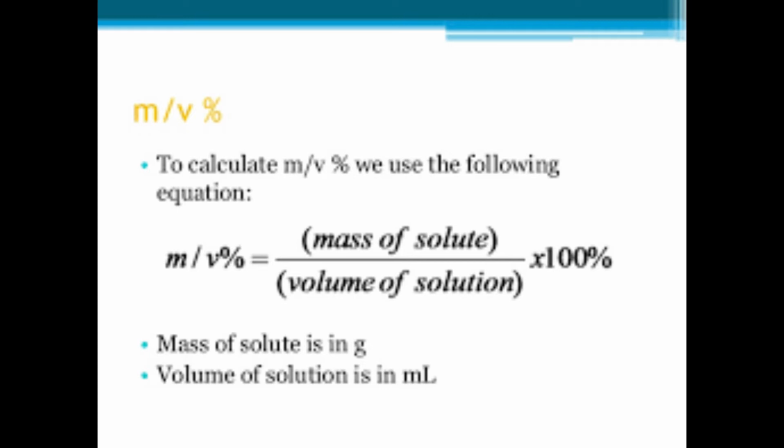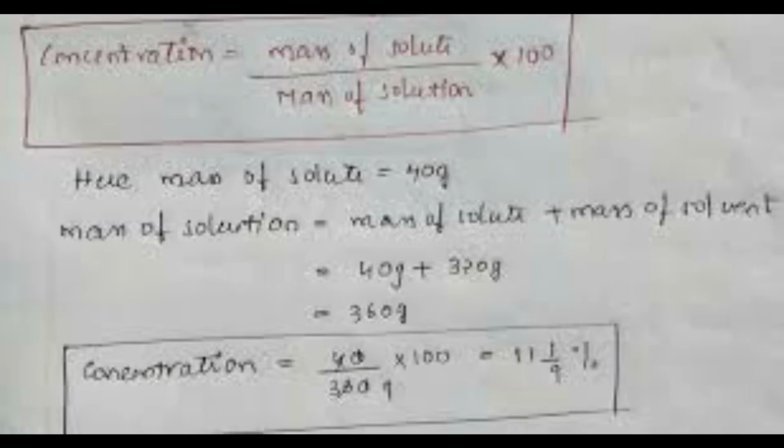Now look into your textbook page number 17, children. We are going to solve the problem. Example 2.1. A solution contains 40 grams of common salt in 320 grams of water. Calculate the concentration in terms of mass by mass percentage of the solution. It is given here: mass of the solute is 40 grams and mass of the solvent is 320 grams. Now what is the mass of the solution? You have to add both solute plus solvent. Then 40 plus 320 grams, you will get 360 grams.